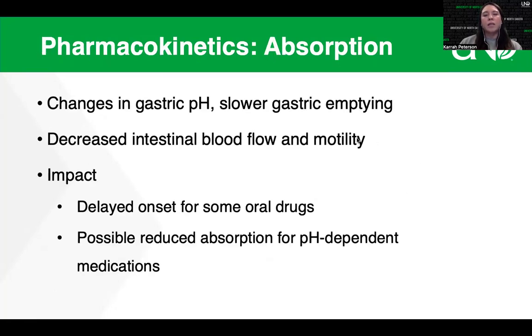For pharmacokinetics, or more specifically, how the body interacts with the drug, we'll talk about absorption first. There are changes in gastric pH that can cause slower gastric emptying, decreased intestinal blood flow and motility, and this can cause delayed onset for some oral drugs and possible reduced absorption for pH-dependent medications.